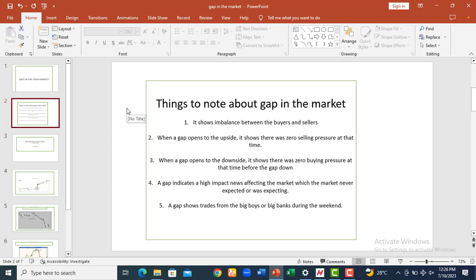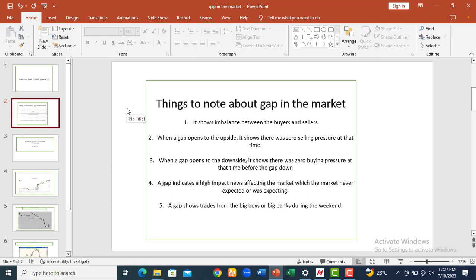Now, number 5, a gap shows trades from big boys or big banks during the weekend. Now, for those of us that trade the forex market, you know forex is 24/5. You trade Mondays, Tuesdays, Wednesdays, Thursdays, Fridays. Then Saturdays, Sundays, no market in the forex. No market for you that is trading, depending on the broker you are using.